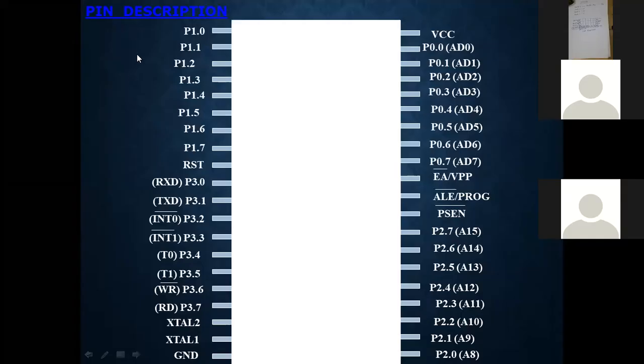Okay, is it visible now? Yes, sir. Okay, so just look into this pin description of the 8051. I'm just telling that it is a 40 pin IC, right? So in this 40 pin IC, you can see P1.0 to P1.7, these are port 1.